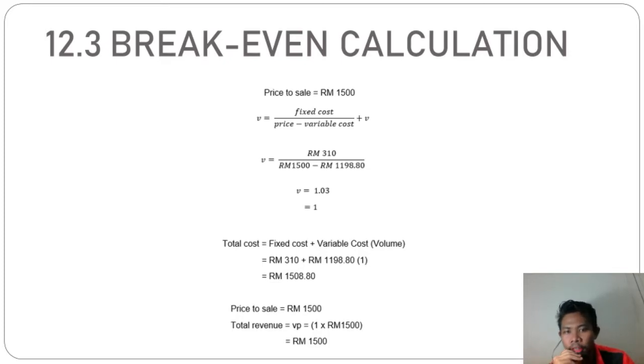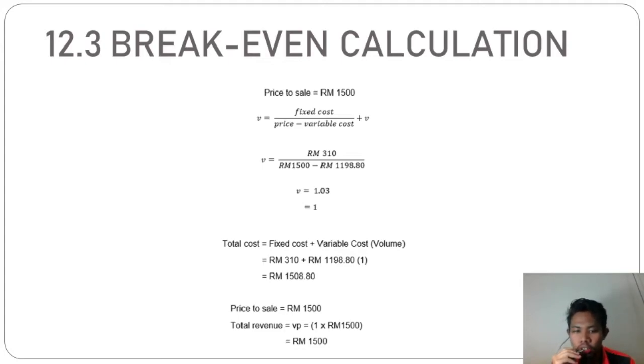Okay, next is the calculation for break-even, 12.3. The price to sell is about 1,500 ringgit. Now we calculate V, which is fixed cost over price minus variable cost plus V. So we get about 1.03. Okay, now the total cost is equal to fixed cost plus variable cost.